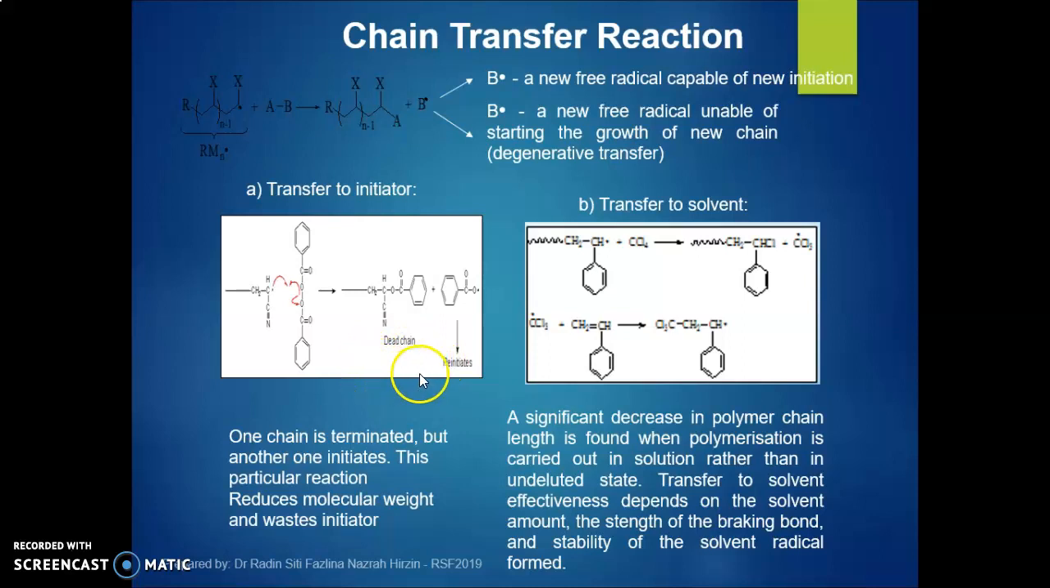So basically, chain transfer to initiator will tend to produce a new free radical capable of new initiation, this one. And a new free radical unable to start the growth of a new chain, which is called degenerative transfer. Okay, for transfer to solvent, a significant decrease in polymer chain length is found when polymerization is carried out in solution rather than in undiluted state. So chain transfer to solvent effectiveness depends on the solvent amount, the strength of the breaking bond, and stability of the solvent radical form. This solvent we use is CCl4 with the styrene structure.